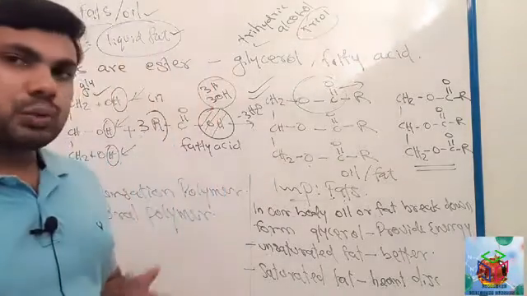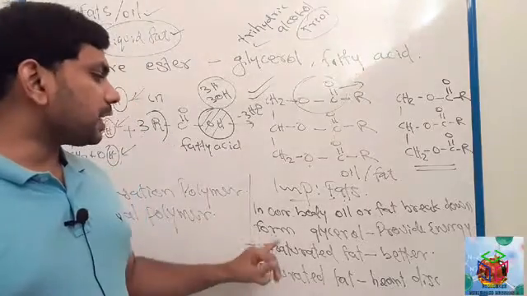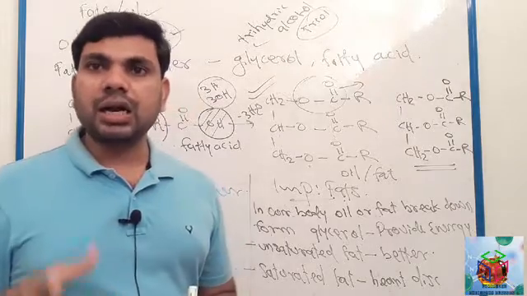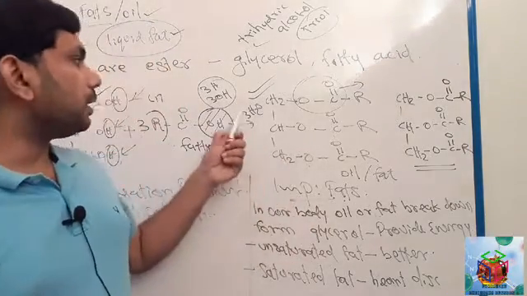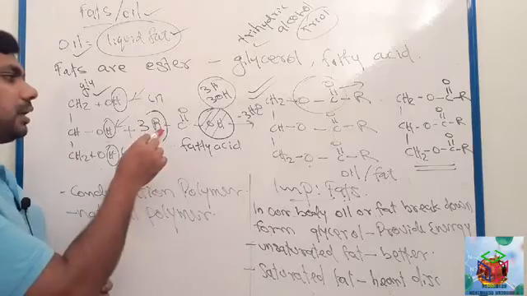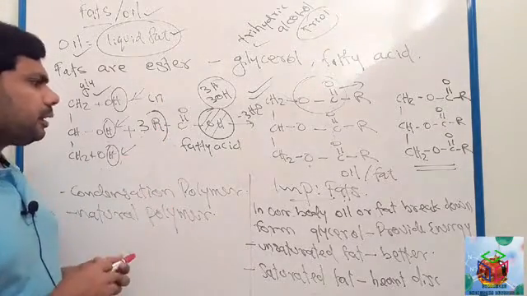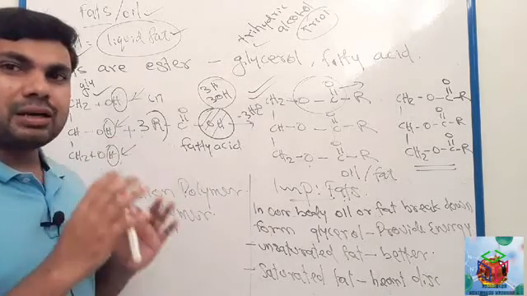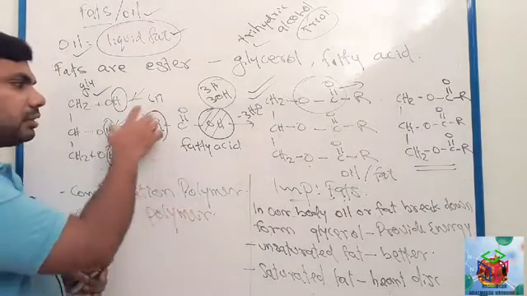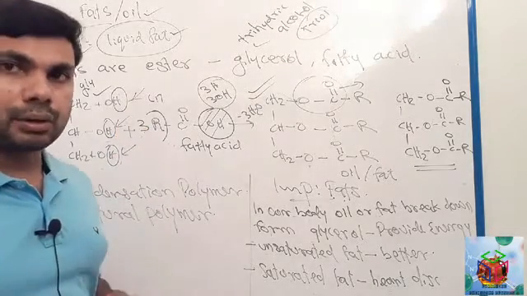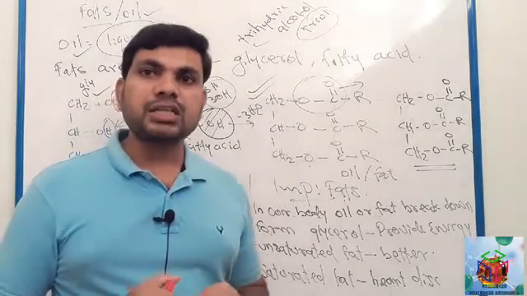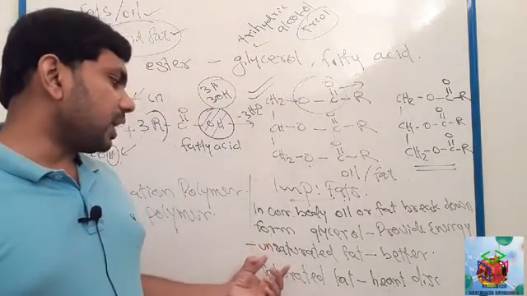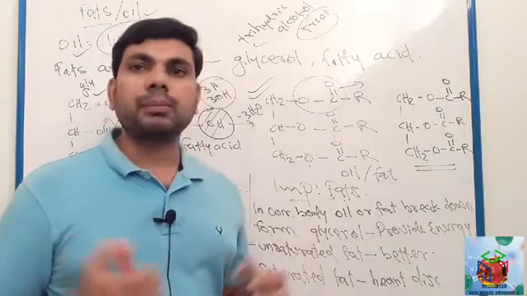Here there are two different types of oil or fat, saturated fat and unsaturated fat. We know saturated and unsaturated. Here I told you this R means hydrocarbon. Saturated means in this hydrocarbon there are carbon single bonds only. Unsaturated means in this hydrocarbon there is a carbon double bond. So there are two types of oil or fat, saturated fat and unsaturated fat.